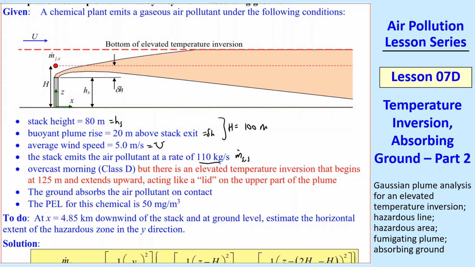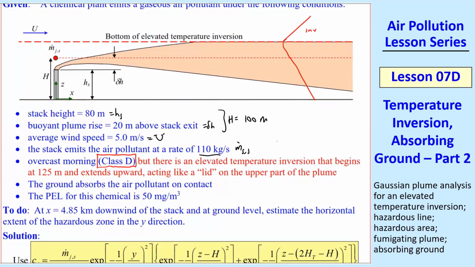It's an overcast morning. And even though there's a temperature inversion, I said always use class F for a temperature inversion. That's when the plume is inside the temperature inversion. Here, it's under the temperature inversion. We have an elevated temperature inversion up here, and its temperature looks something like that. The stack here is lower than the temperature inversion, as I said. This temperature inversion extends up to 125 meters. So that would be our HT, 125 meters to the bottom of the temperature inversion.